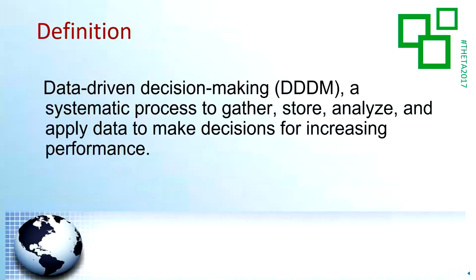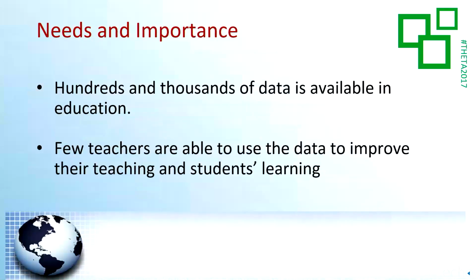The definition of DDDM is a systematic process to gather, to store, to analyze, and to apply data to make decisions for increasing performance. It has been proved very successful in business, but not in education. And why? We all know that there are hundreds, thousands of data systems available in education. Why is DDDM not very effective in education? It is because few teachers are able to use the data to improve their teaching and help their students' learning.